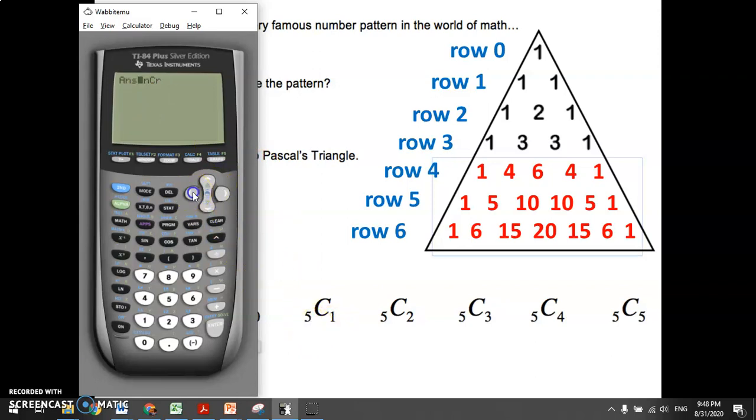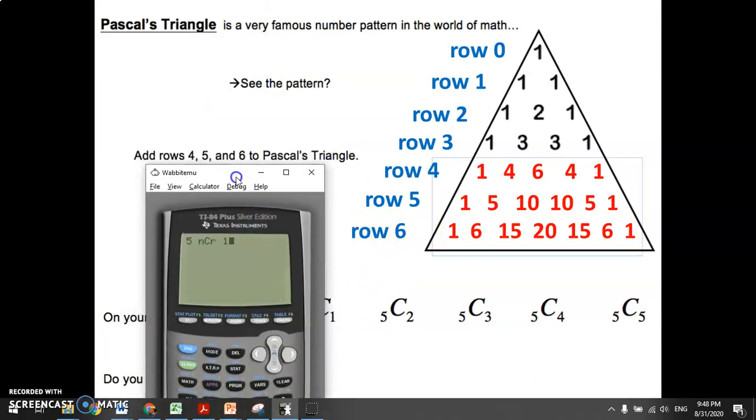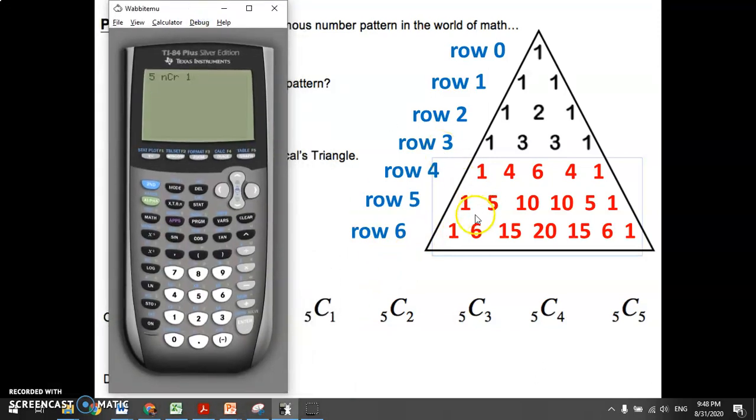So I'm going to arrow over there, type over that 5, and then go past that 1. So that's like saying 5 choose 1. That's the same as this. Enter, and we know 5 choose 1 should be the second one in row 5, because this is 5 choose 0 and this is 5 choose 1. So let's see if it gives us 5. Enter. There we have 5.